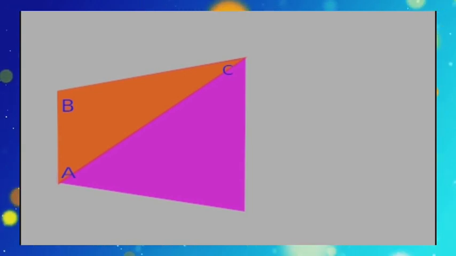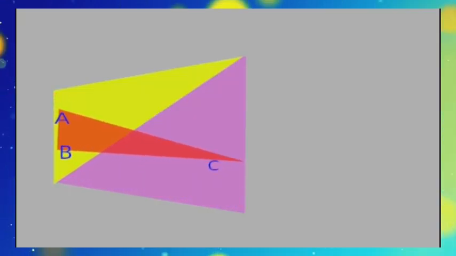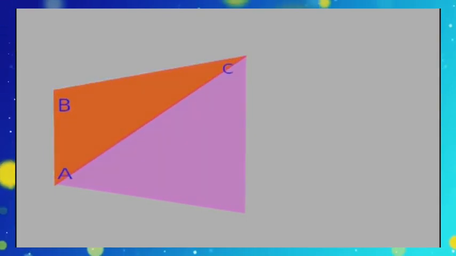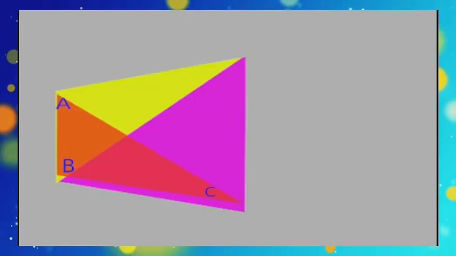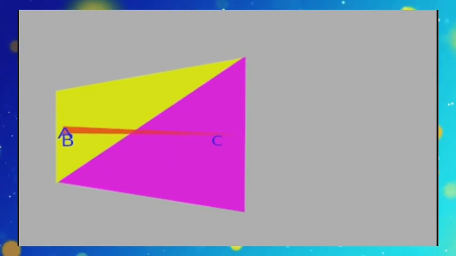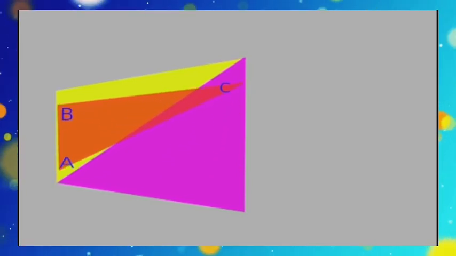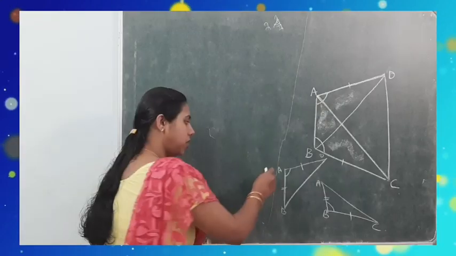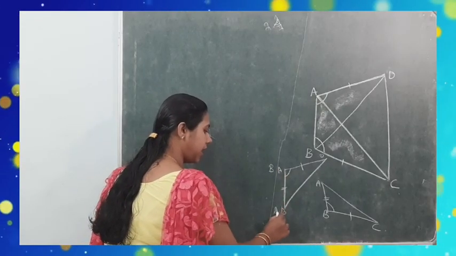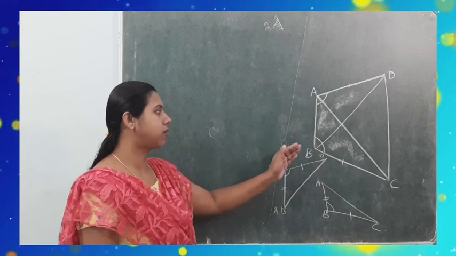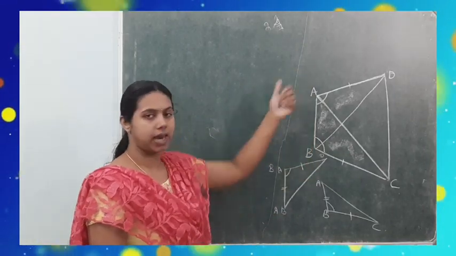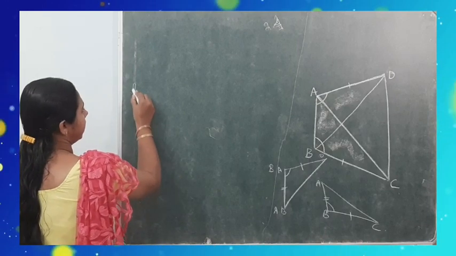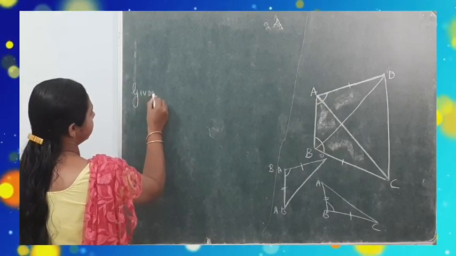BC is moving and going on top, so the triangle will turn and stand on top of triangle ABD. So B will coincide with A. That time AB equals BA. Side AB equals BA. So first of all, you can write what is given. The given things you have to write first.